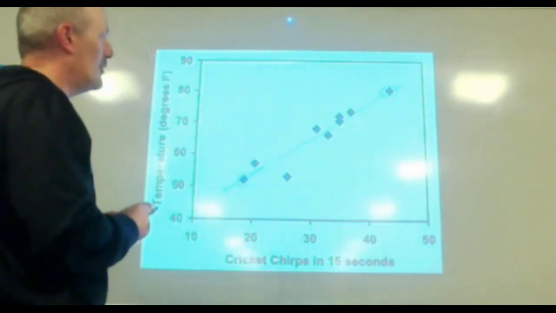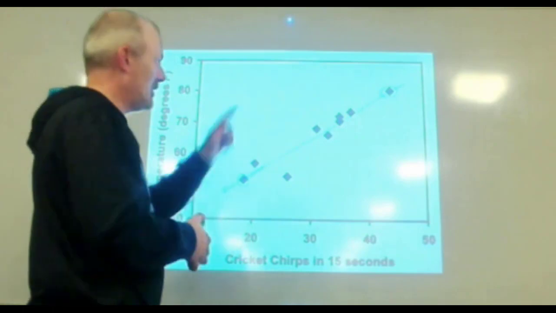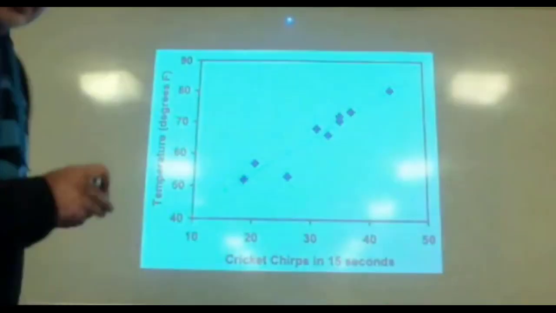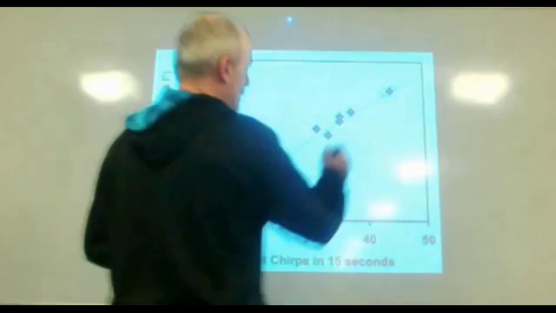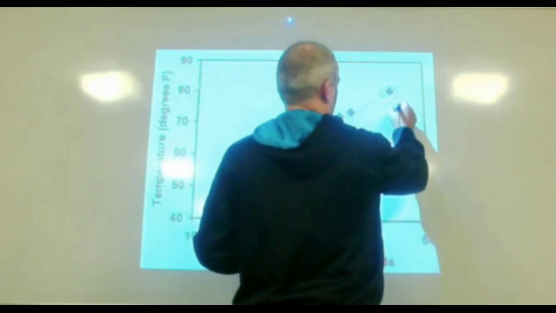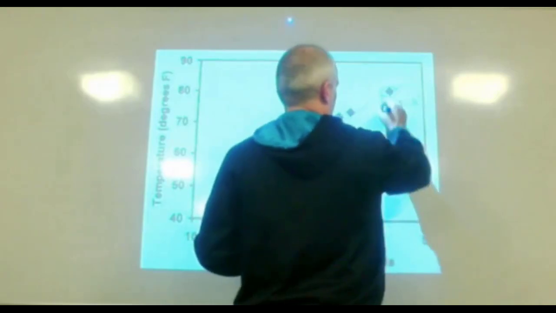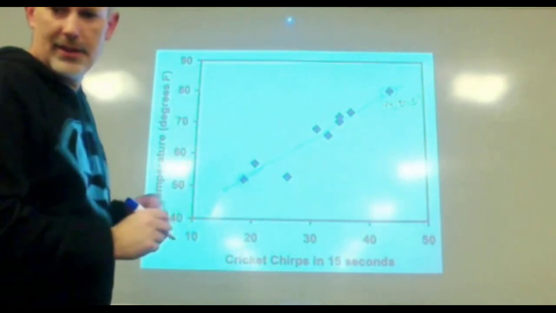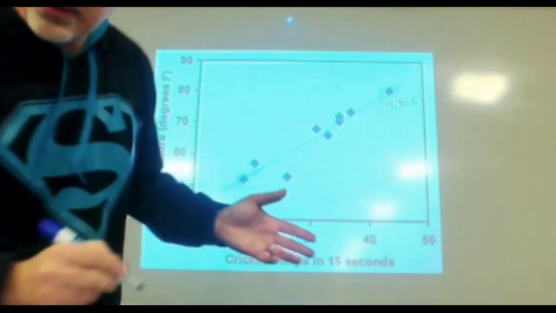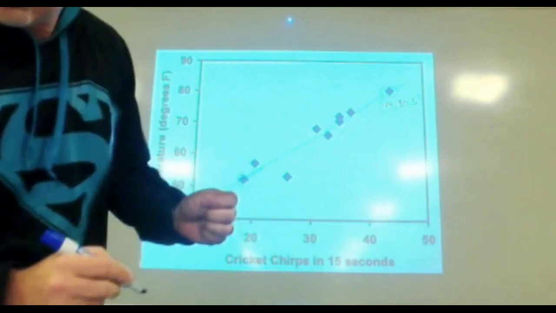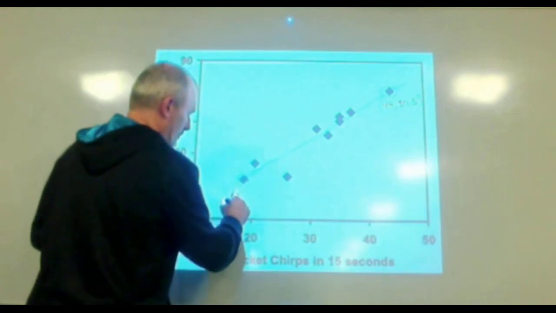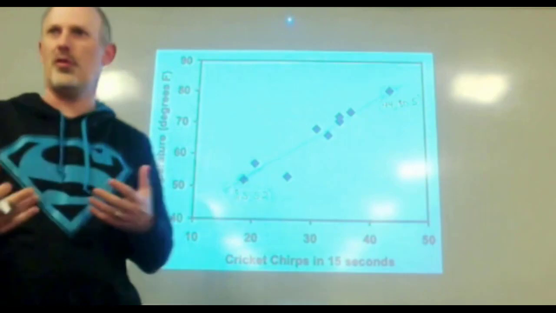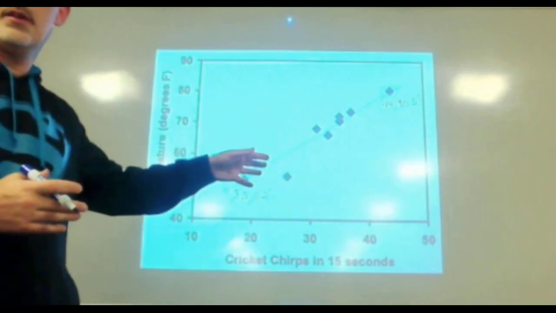Now, let's check out the ordered pairs that we have with these two points. The ordered pair here is 44 and 80.5 for this one. And then the other one, the smallest one here, is 18.5 and 52. Does everybody see those two points are the points that we chose to look at?